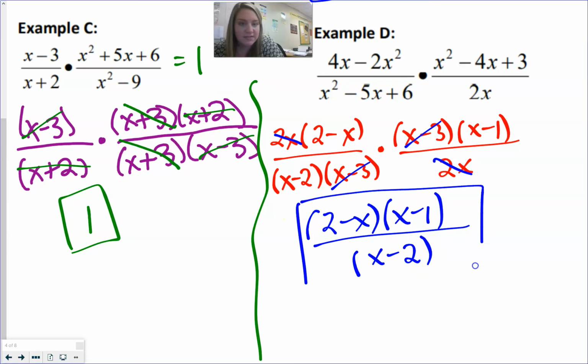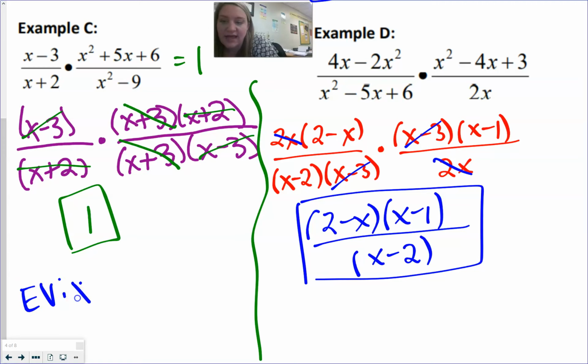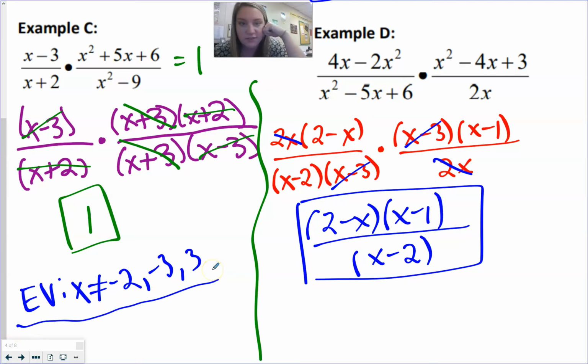Okay, and that's as low as that one can go. If you wanted to list your excluded values, I'm going to call it EV, excluded values, what x is not allowed to equal. So along the way, let's look at this. What could make any of these 0? Well, -2 would make that 0. Here would be -3, and here would be +3. So I can't let x be equal to any of those values.